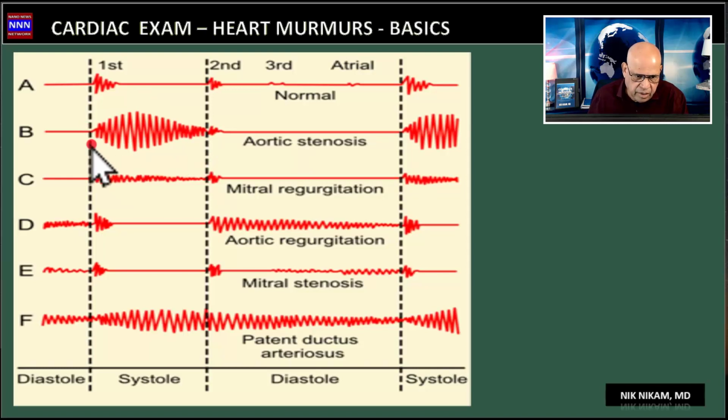So we have a lub doop, lub doop, okay? Whereas in mitral regurgitation, because of the pressure difference throughout the entire systole, we hear the lub, lub, lub. So that's the mitral holosystolic, pansystolic murmur.